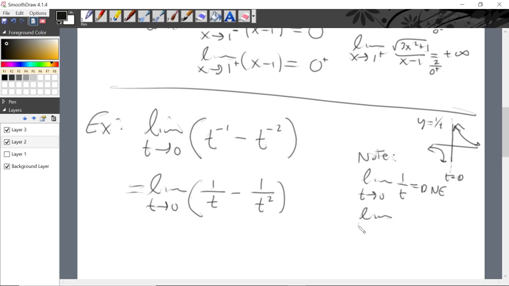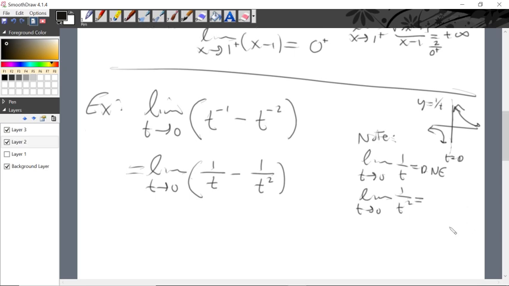But for the limit as t goes to 0 of 1 over t squared, the graph of y equals 1 over t squared also has a vertical asymptote at t equals 0, but it looks like this. And in this case, this equals infinity. But we can't take something that doesn't exist and then subtract infinity from it. That would suggest that the whole thing doesn't exist.